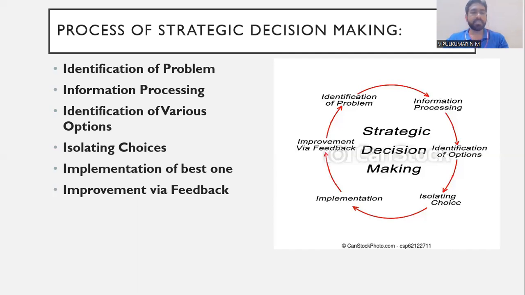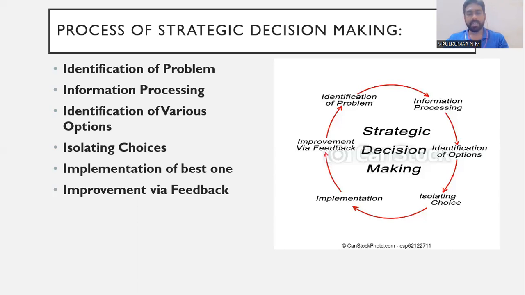And the fifth step is implementation of the best one. Once you have identified the best choice based on your parameters and your requirement, the next step is implementation. The plan which is there on paper has to be executed properly. That is a very tedious task, but in this stage we have to implement the plan which we framed during the time of strategic decisions. So that is the fifth step, implementation of the best one.